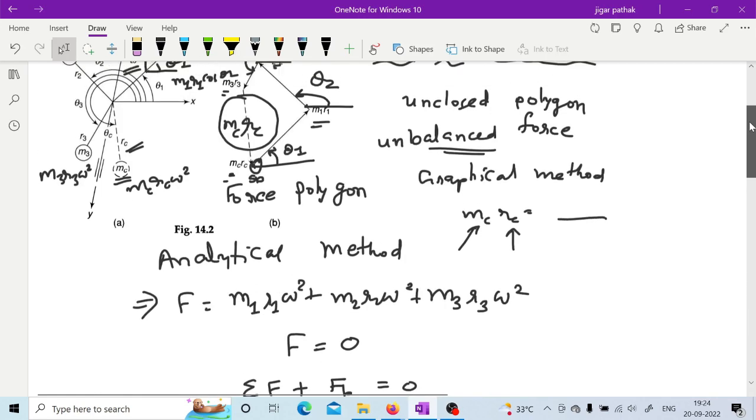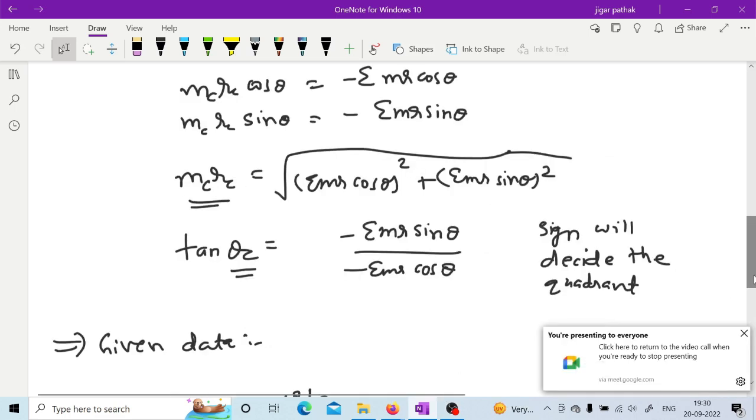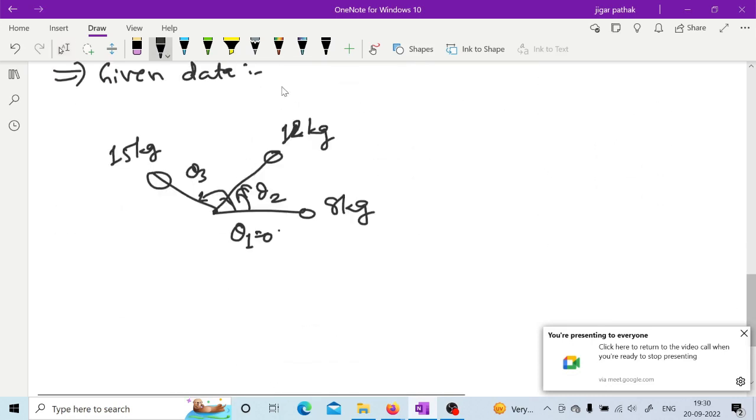Trying, sir. Yeah, so please try and solve this. It is very simple. So let me write something over. Here what you will do is, you will have these products m1 r1, m2 r2 and m3 r3.